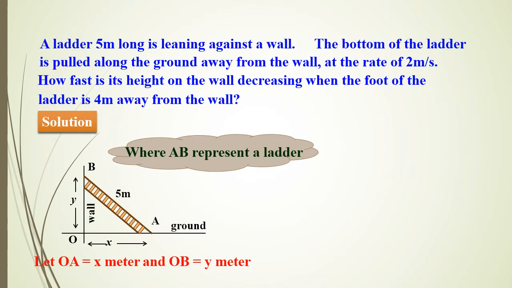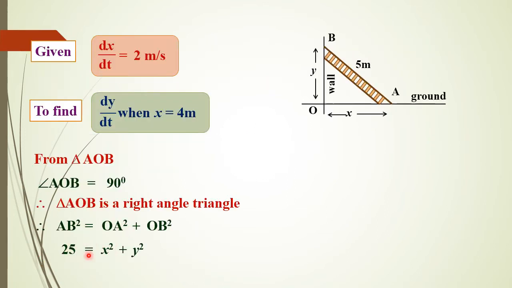In this problem, the length of the ladder is 5 meter and it is leaning against the wall. When it is leaning against the wall, the height on the wall will be called y, and the base of the ladder will be called x. So now it becomes a right angle triangle. In this right angle triangle, after applying the Pythagoras theorem, it can be written as AB square equal to OB square plus OA square. Therefore, y square plus x square equal to 5 square. So 25 equal to x square plus y square. Okay, everything is written here.